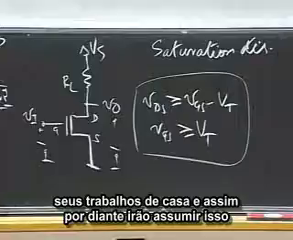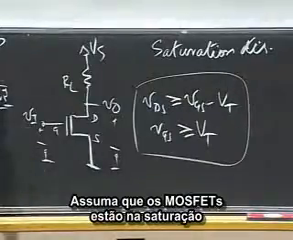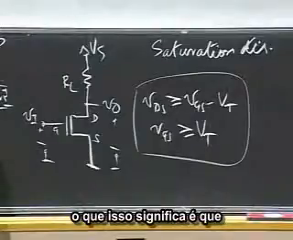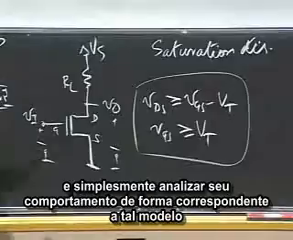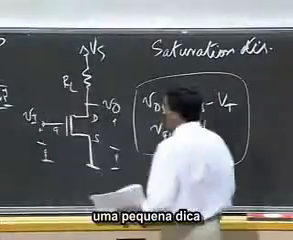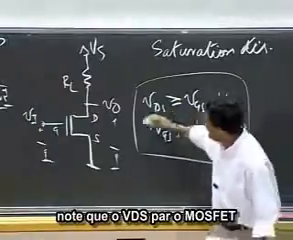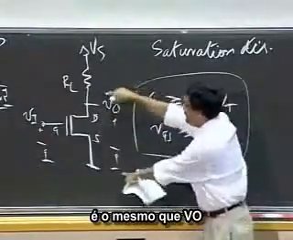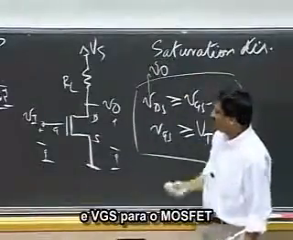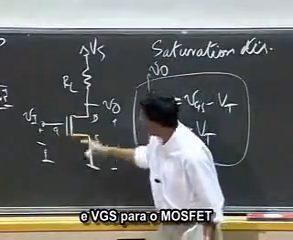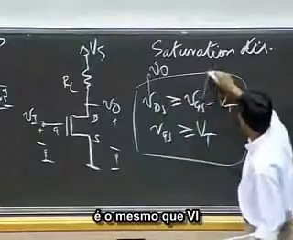Okay, and homework problems and so on will state that: assume that the MOSFETs are in saturation. Okay, what that means is that you can begin to model them as a current source and simply analyze the behavior accordingly. One minor note: VDS for the MOSFET is the same as V0. Okay, and VGS for the MOSFET is the same as VI.